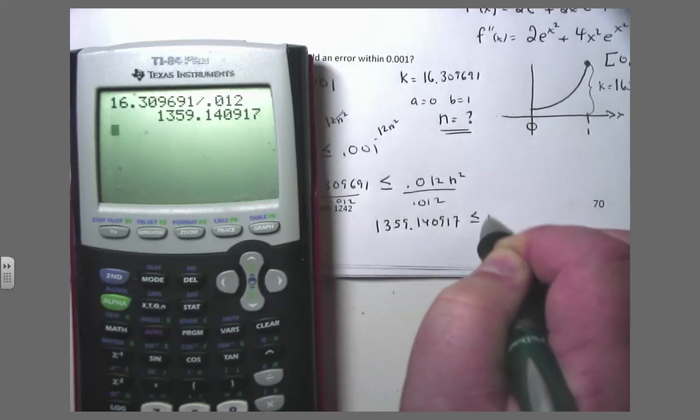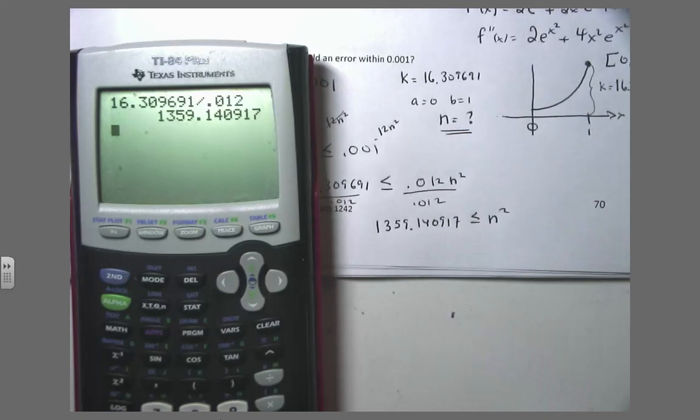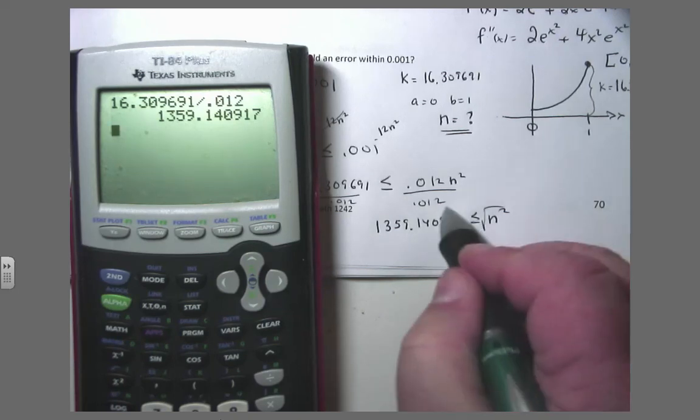1,359.140917 is less than or equal to n squared. What's my move now? Solve for this sucker. I want to take the square root. Now, officially, when I take a square root I can do plus or minus, but n stands for the number of partitions. You can't have negative partitions. We're counting these guys. So when you take the square root, it is a positive square root.